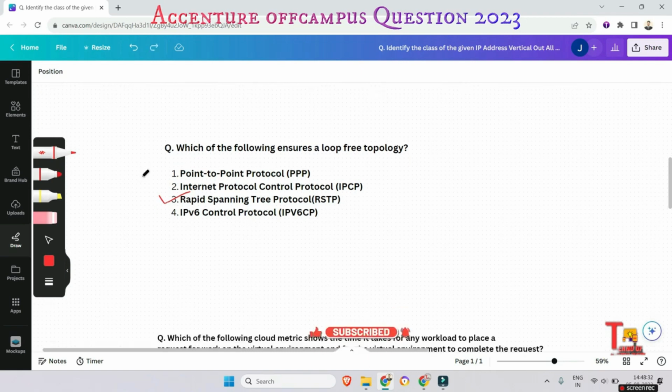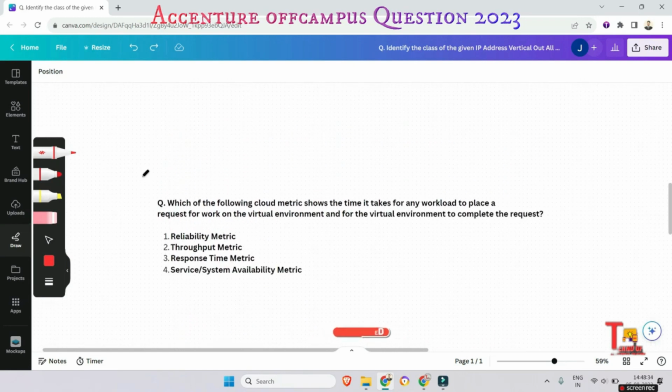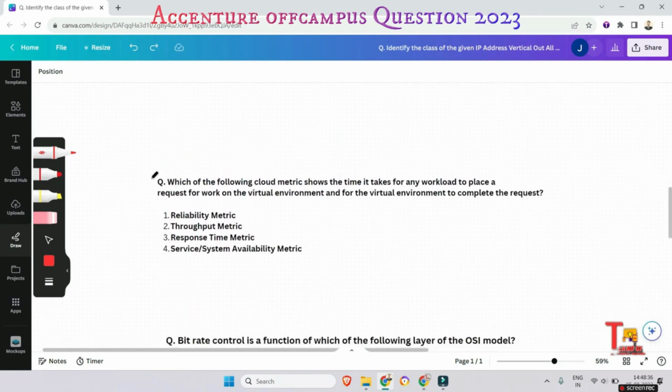Okay, let's go to the next question. Which of the following cloud metrics shows the time it takes for any workload to place a request for work on the virtual environment and for the virtual environment to complete the request? Reliability metric, throughput metric, response time metric, or service or system availability metric? Guys, the answer will be response time metric.